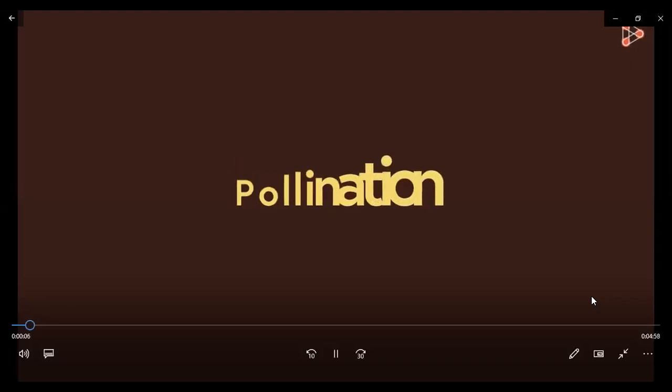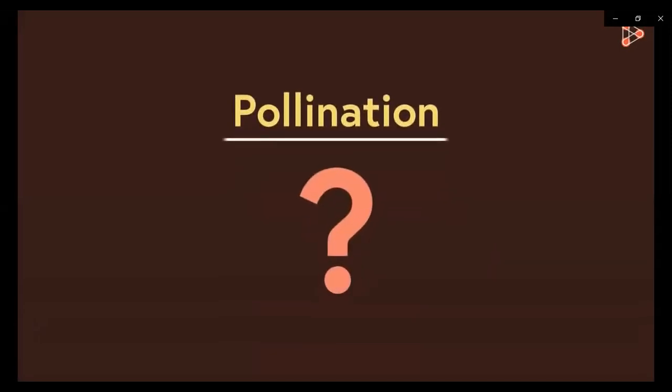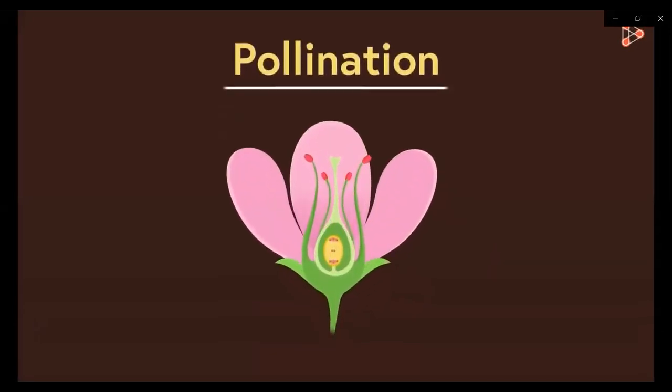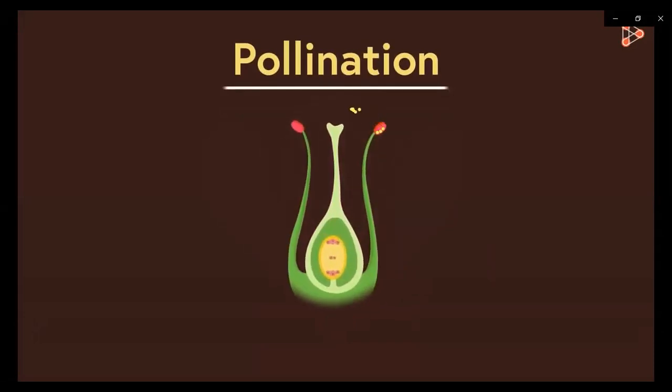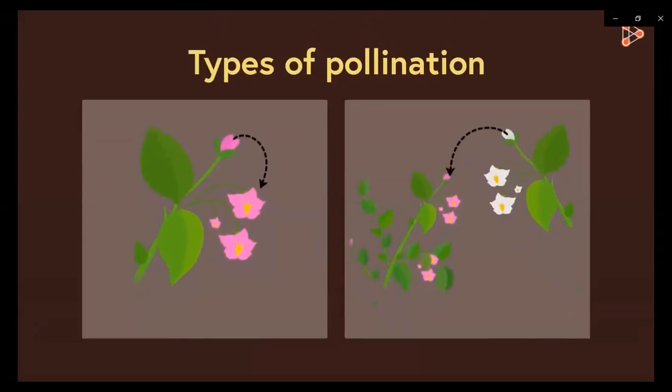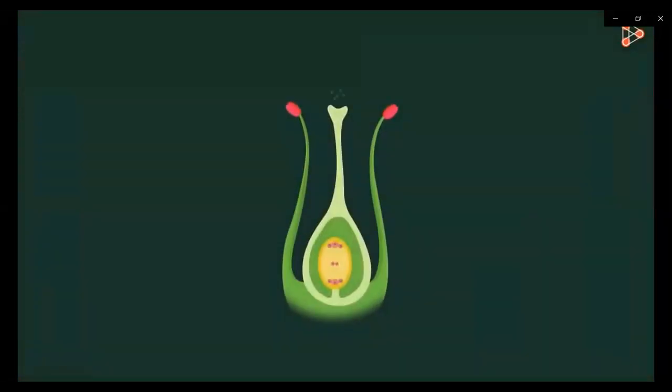In our previous video, we have taken a look at the process of pollination. Can you recall the process? This process occurs in flowering plants. The pollen grains are transferred from the anther to the stigma of the same or a different flower. We have also taken a look at the different types of pollination: self-pollination and cross-pollination. Now let us see what exactly happens after pollination.